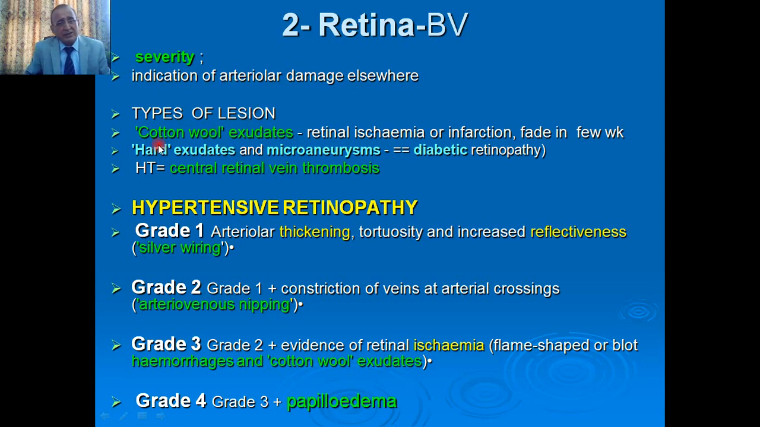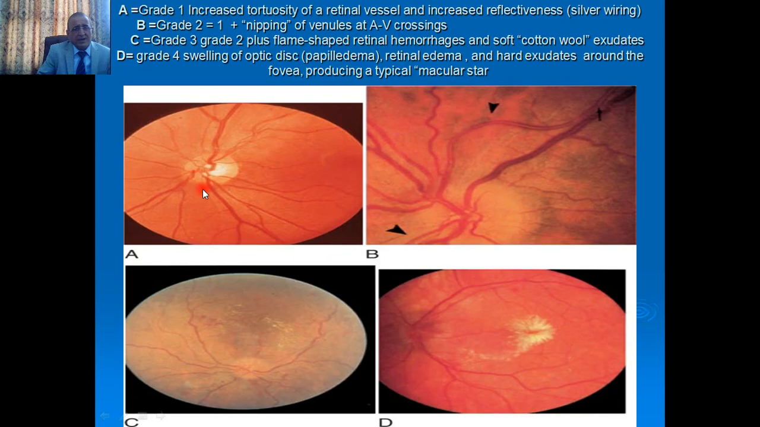The types of lesions are cotton wool exudates, which indicate renal ischemia or infarction, which fade, and hard exudates and microaneurysm like that of diabetes, and central vein thrombosis. But anyway, there is grading of retinopathy: first, second, third, and fourth. The first grade is arterial thickening. There will be arteries that are thick and tortuous, and they have increased light reflex. The second grade, there will be nipping when they cross the vein. And third, they will have ischemia, hemorrhage and exudate, and fourth, papilledema, and these are the figures.